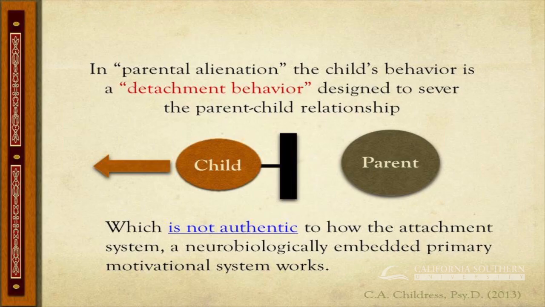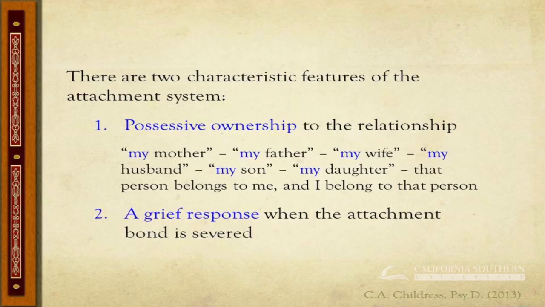What happens in parental alienation is you will see a detachment behavior in which the child is trying to sever the bond, which is not authentic to how the attachment system works. It's not an authentic brain. There are two characteristic features of the attachment system.